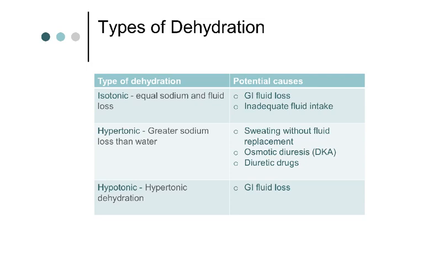Now, hypertonic dehydration is the second most common type of dehydration, and it includes water loss and hypernatremia. Hypernatremia, which is too much sodium in the blood. So there's going to be a deficit of intracellular fluid and an expansion of extracellular fluid here. So causes of this would be sweating without fluid replacement, and osmotic diuresis, so in DKA, diabetic ketoacidosis, and diuretic drugs as well can also lead to hypertonic dehydration.